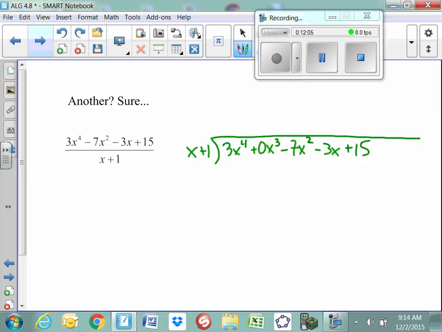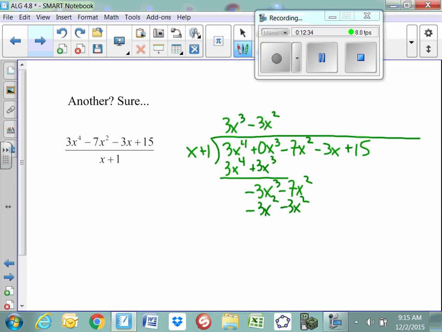How many times does x go into 3x to the 4th? It goes in 3x to the 3rd times. 3x to the 3rd times x is 3x to the 4th, and 3x to the 3rd times 1 is plus 3x cubed. I'm going to subtract and get negative 3x cubed. I'm going to drop my negative 7x squared. x goes into this one negative 3x squared times. That's going to be minus 3x cubed minus 3x squared. I'm going to subtract that, so it's going to add 3x squared, so minus 4x squared.